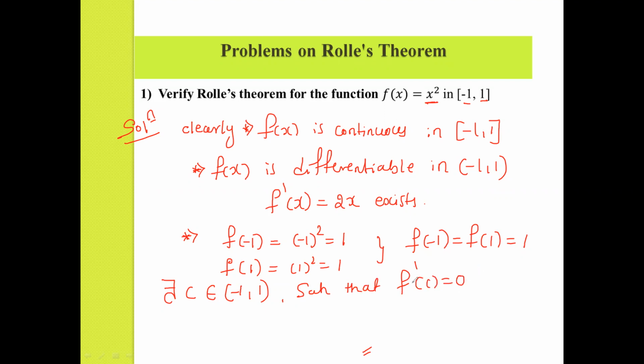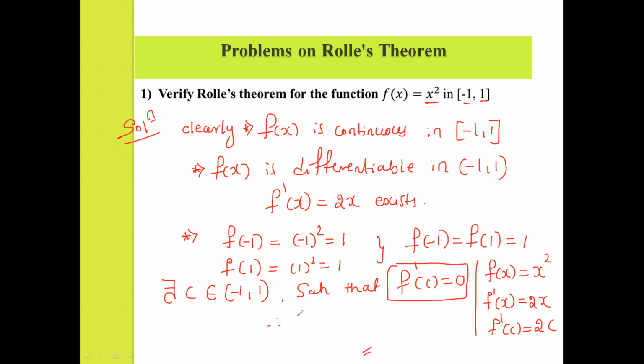Now how to find out this f dash of c? That is very simple. In the given function, what term do we have? F of x equal to x square. If I differentiate this, what will I get? F dash of x equal to 2x. If I replace x by c here, I'll get f dash of c, that is 2c. Therefore, f dash of c equal to 0 is nothing but 2c equal to 0. Here 2 cannot be equal to 0, so the only option is c equal to 0.